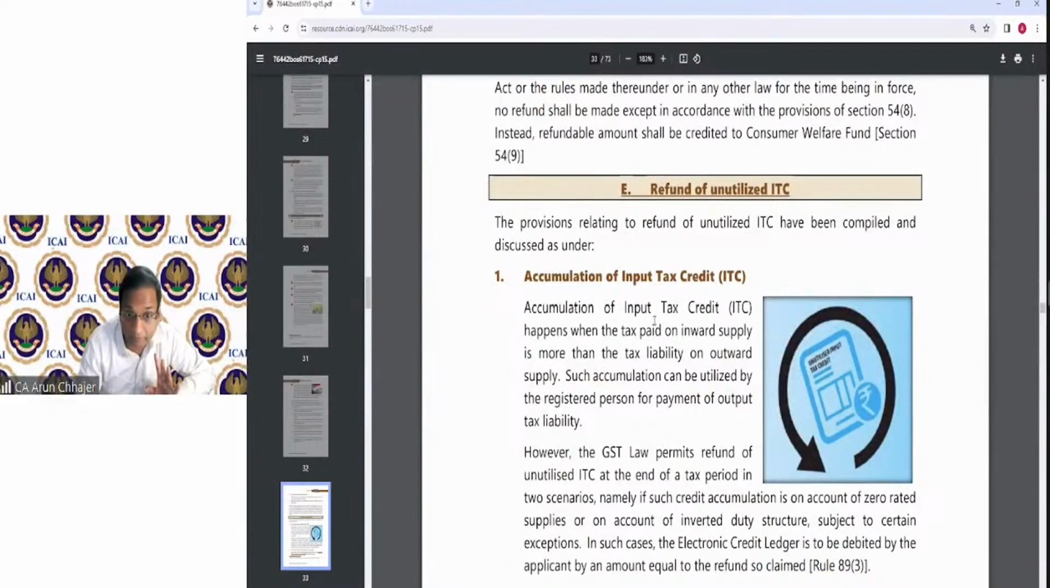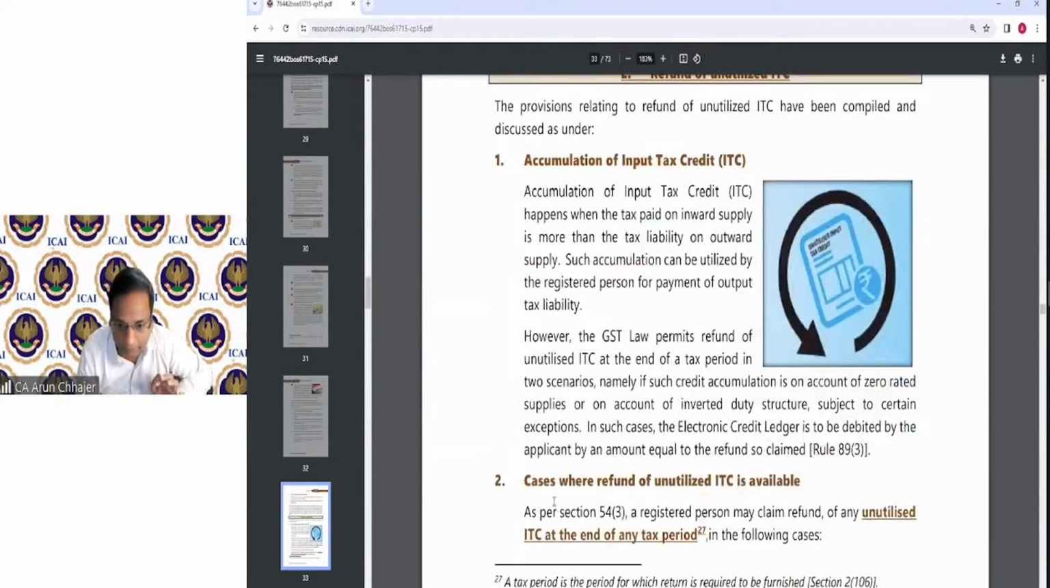I am at page number 33, refund of unutilized ITC. Sir, why have I left something? I will cover everything, just to be sure. But I will cover it not in the same order, I will go in a different order. One minute, let me note the page which we are completing.